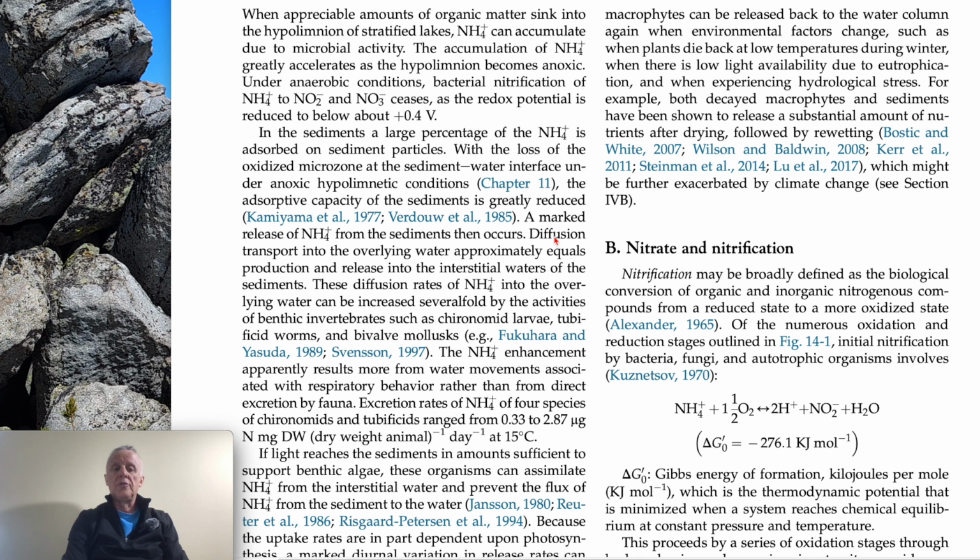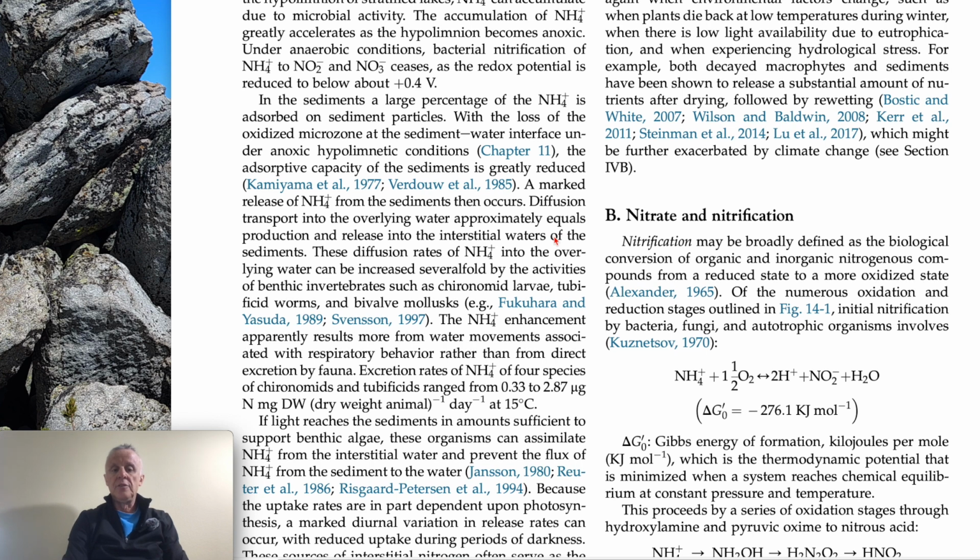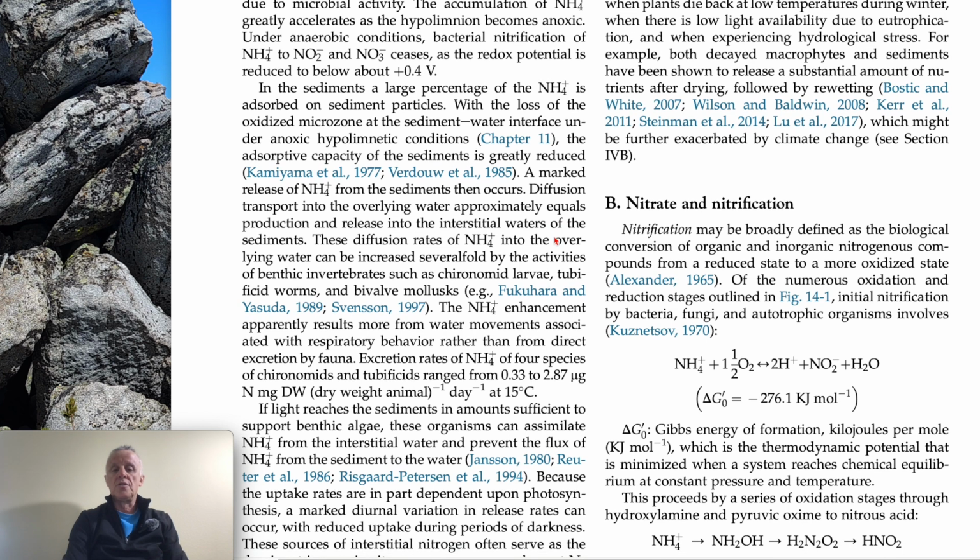When appreciable amounts of organic matter sink into the hypolimnion of stratified lakes, ammonium can accumulate due to microbial activity. The accumulation of ammonium greatly accelerates as the hypolimnion becomes anoxic. Under anaerobic conditions, bacterial nitrification of ammonium to nitrite and nitrate ceases as the redox potential is reduced to below about plus 0.4 volts. In the sediments, a large percentage of the ammonium is adsorbed on sediment particles.